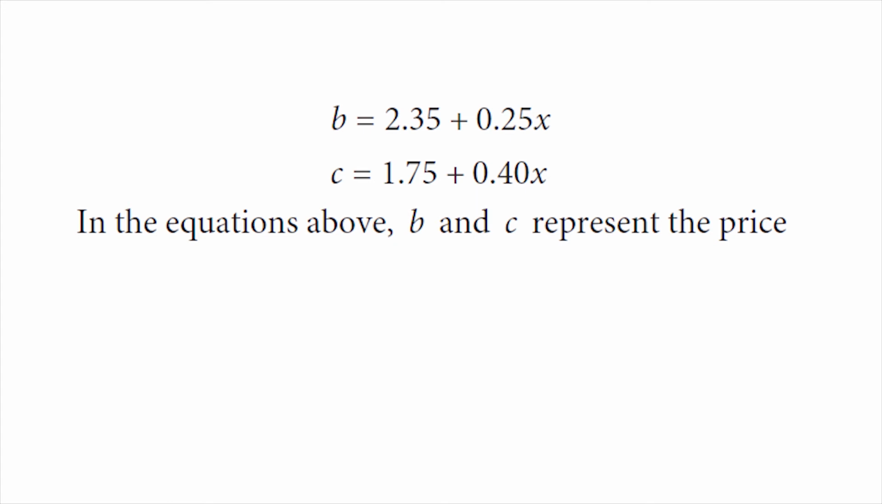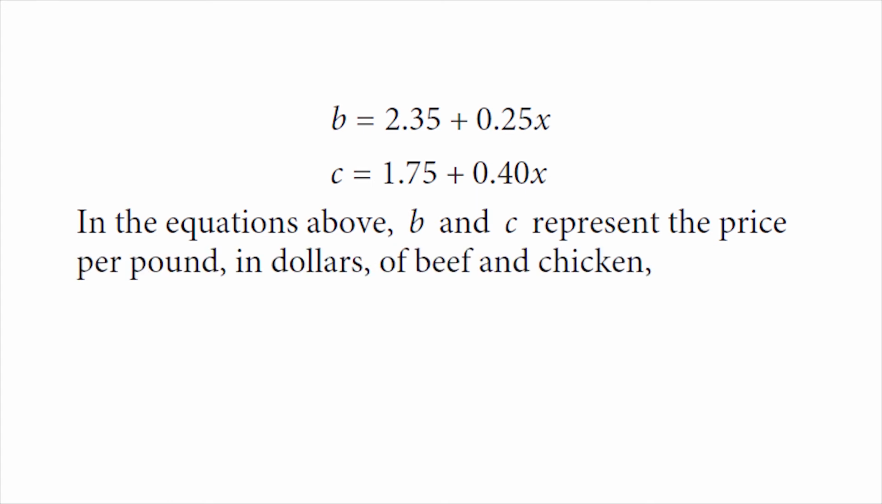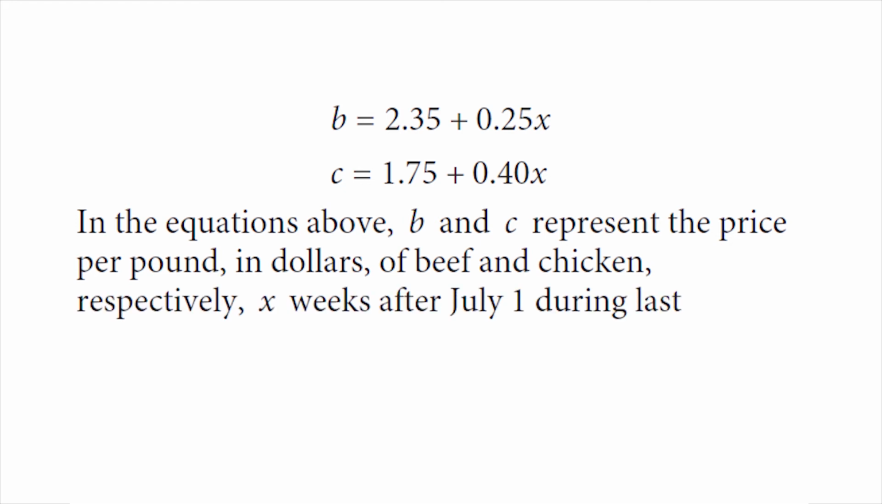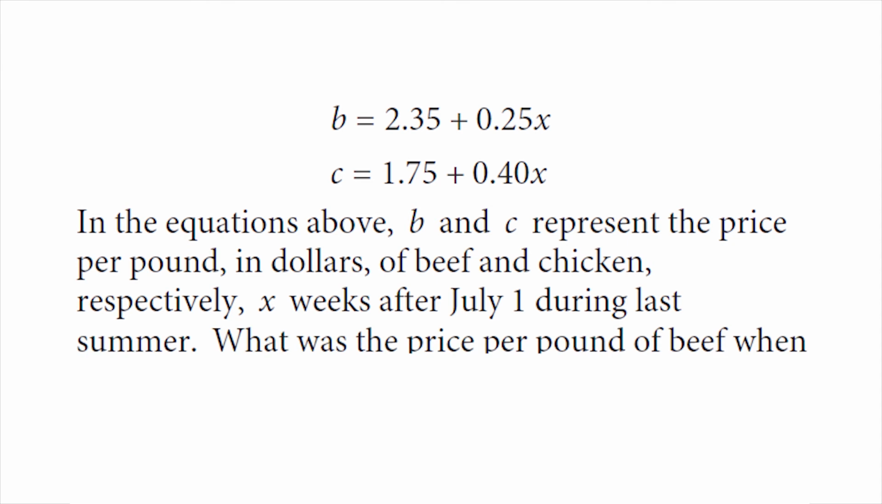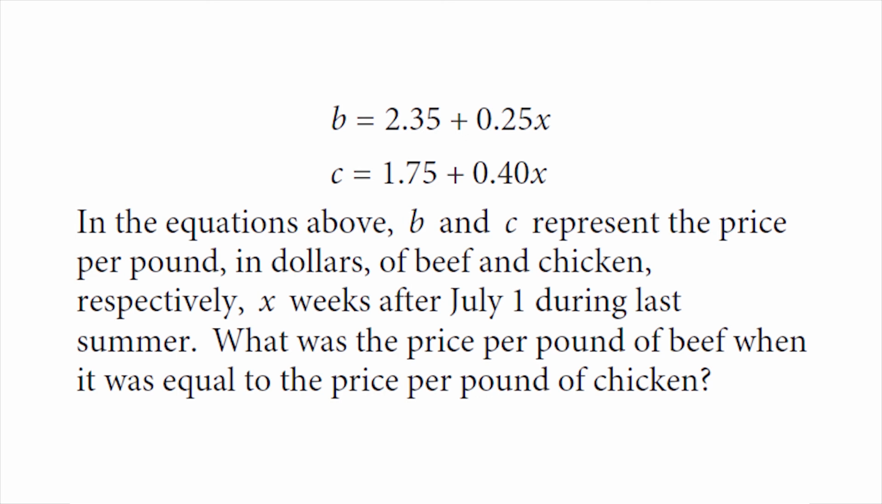In the equation above, B and C represent the price per pound in dollars of beef and chicken, respectively, x weeks after July 1st during last summer. What was the price per pound of beef when it was equal to the price per pound of chicken?